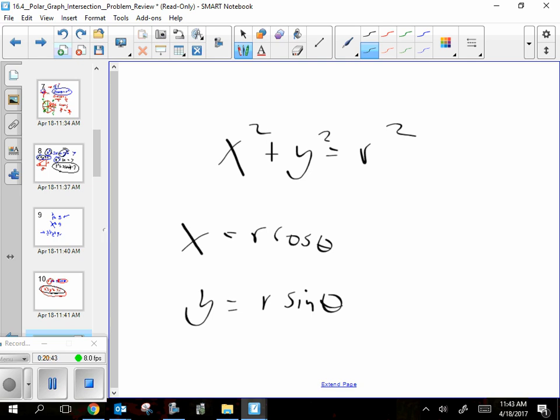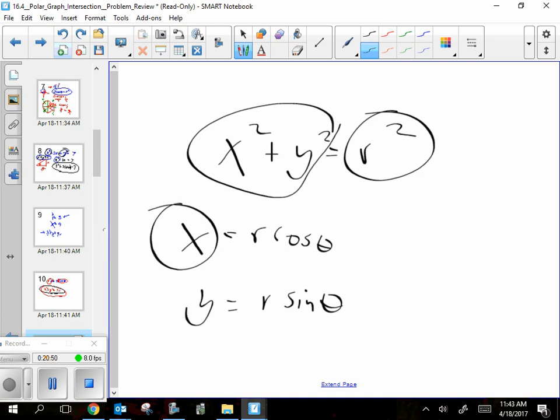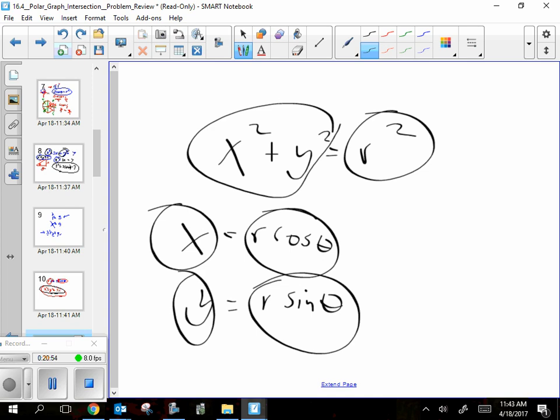So if you see an r squared in the problem, you're probably going to substitute it for that. If you see an x in the problem, you're probably going to put in that. If you see an r sine theta in the problem, you're probably going to put in that. And where did these all come from? R, x, y, theta. You can generate all of those things from that little picture. Okay, now that's everything you have to know.